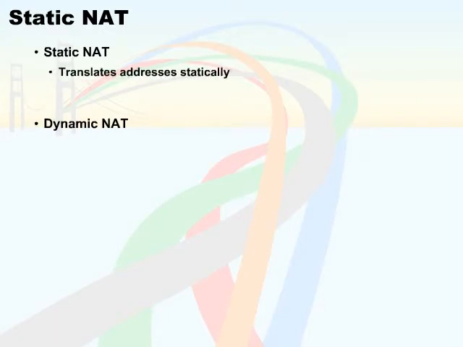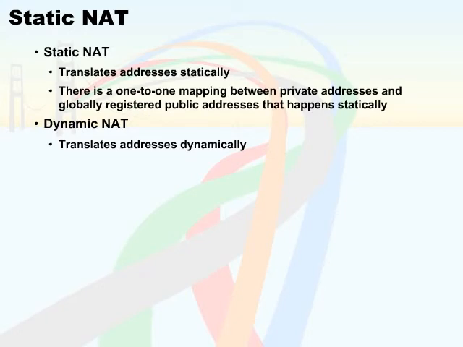There are actually two ways to implement NAT: static NAT and dynamic NAT. As the name suggests, static NAT translates addresses statically and dynamic NAT translates addresses dynamically. Let's first understand how static NAT works. In static NAT, there is a one-to-one mapping between private addresses and globally registered public addresses that happens statically.